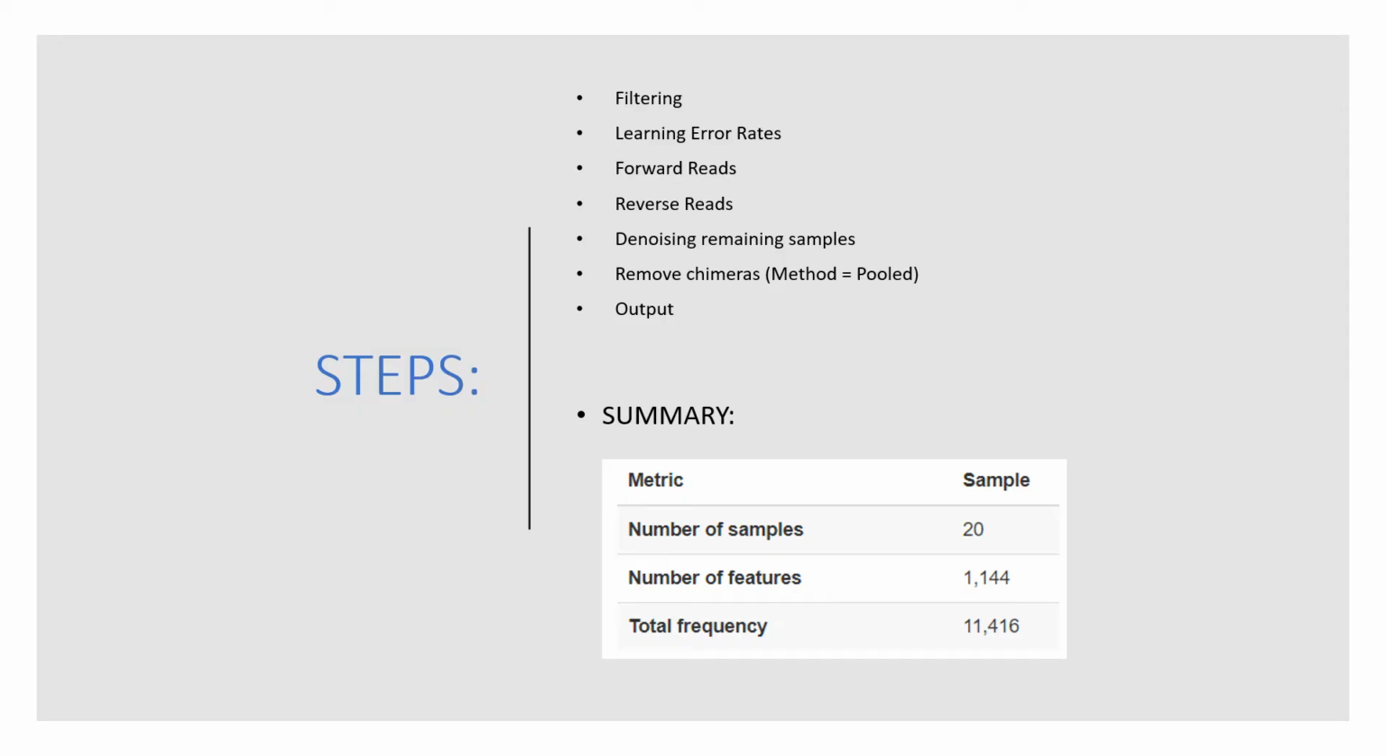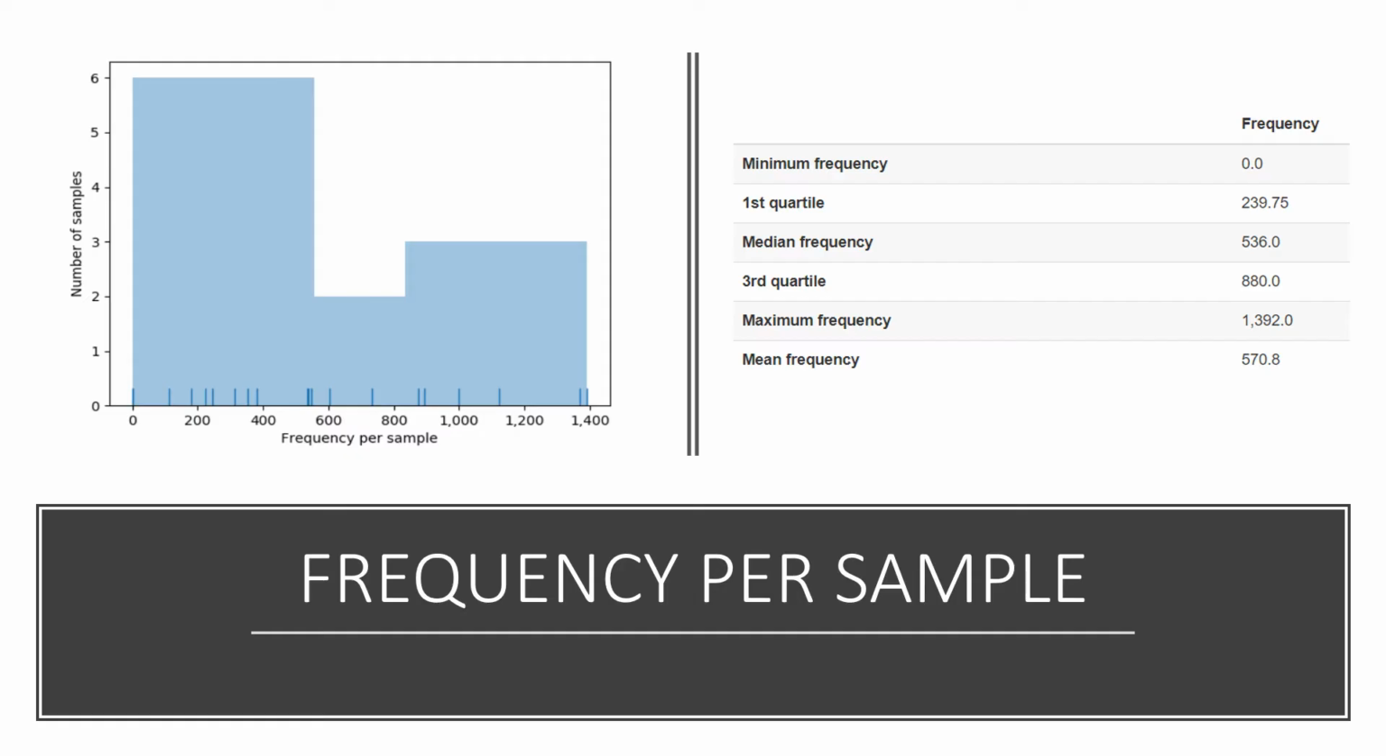These are the steps that generally are followed in the denoising techniques. So the data is filtered, the errors are learned, then goes forward reads, then reverse reads, and then there is some denoising. In this case, I have used the method pooled, and then you get the output. So this is basically the summary of number of samples with the number of features and its frequency.